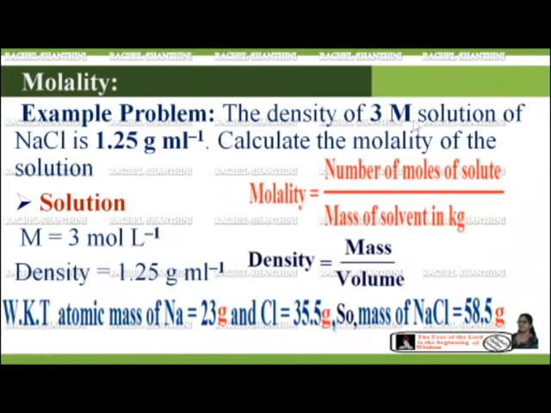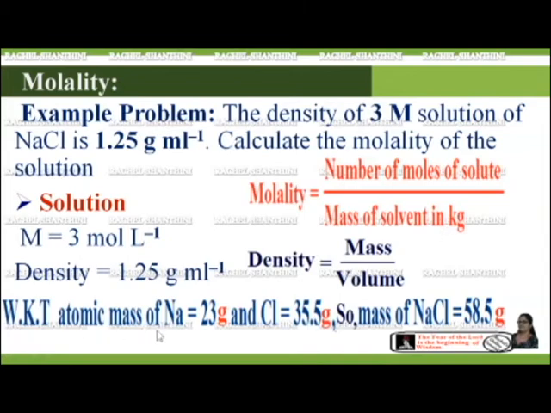Now let us understand the concept of molality using an example problem. The density of a 3 molar solution of sodium chloride is 1.25 grams per milliliter. Calculate the molality of the solution. So we know that molality is the number of moles of the solute upon mass of the solvent in kilogram. Number of moles of the solute they have given is 3 moles per liter. So to find the mass of the solvent, first let us calculate the mass of the solute, so that we can deduce it from the solution and find out the mass of the solvent in kilogram.